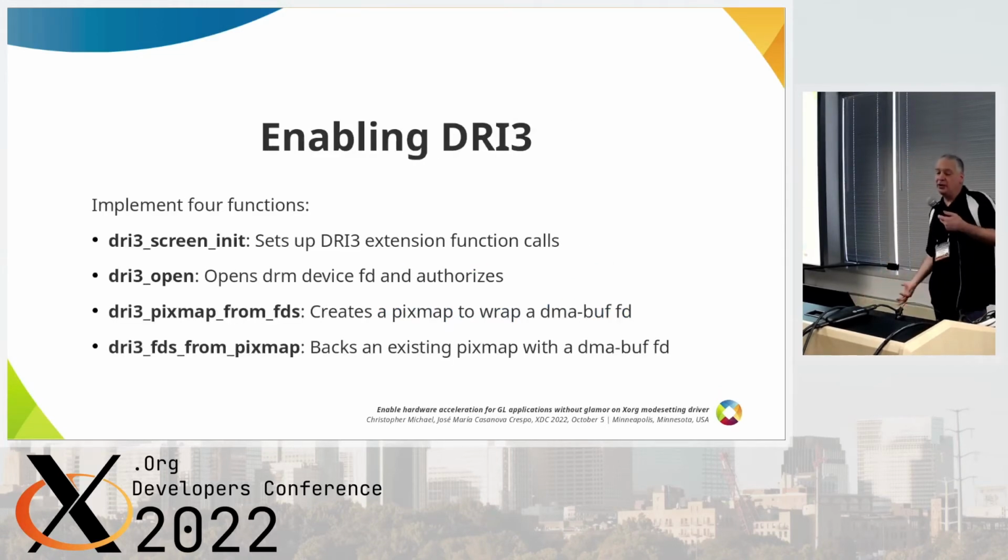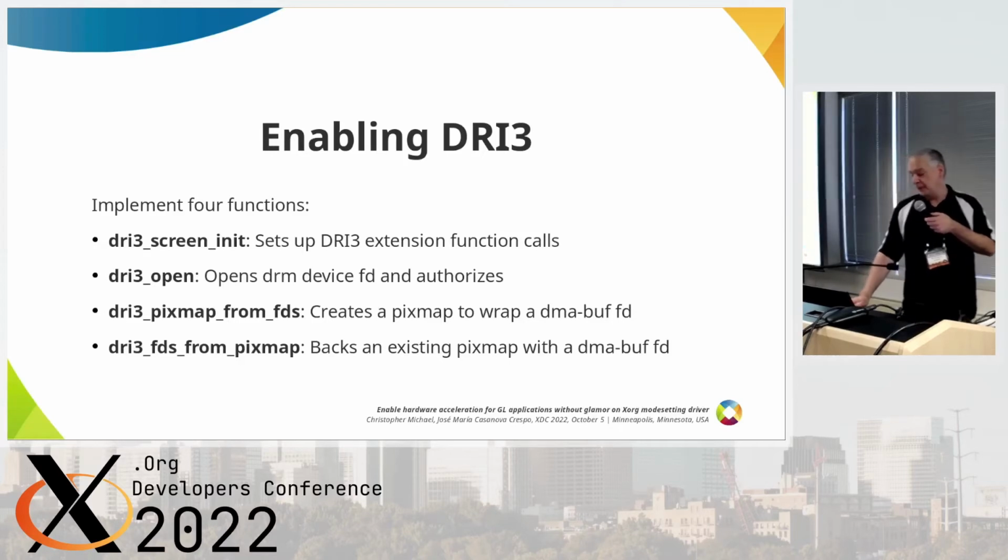So for enabling DRI3, there are 4 main functions that you have to implement. It's the screen init, which basically sets up the DRI3 extension calls. The DRI3 open, which opens the device and authorizes its usage, the actual card. Pixmap from FDs to create a pixmap, which wraps a DMA buffer FD, and the FDs from pixmap, which backs an existing pixmap with a DMA buffer.